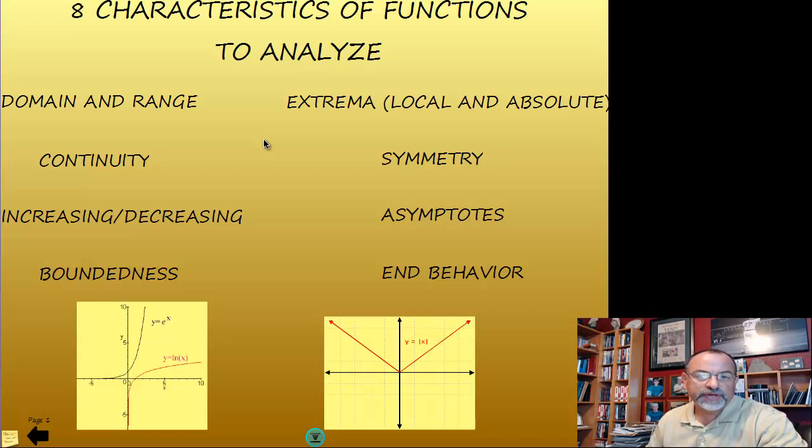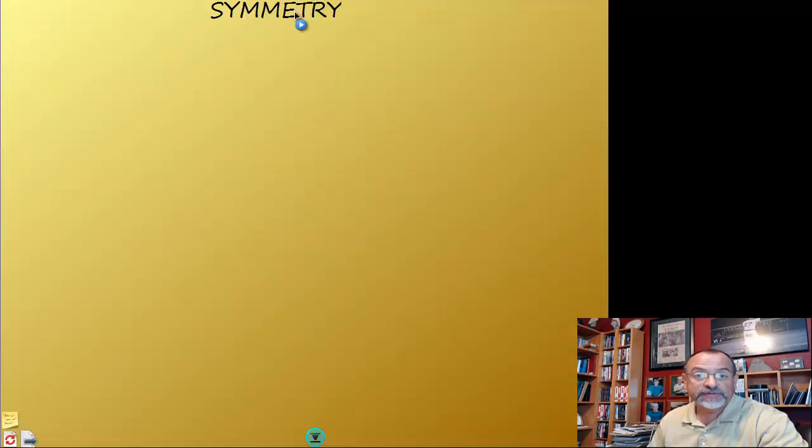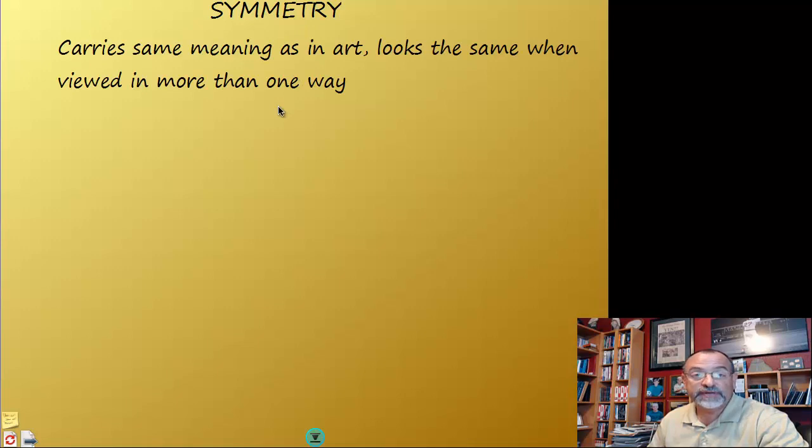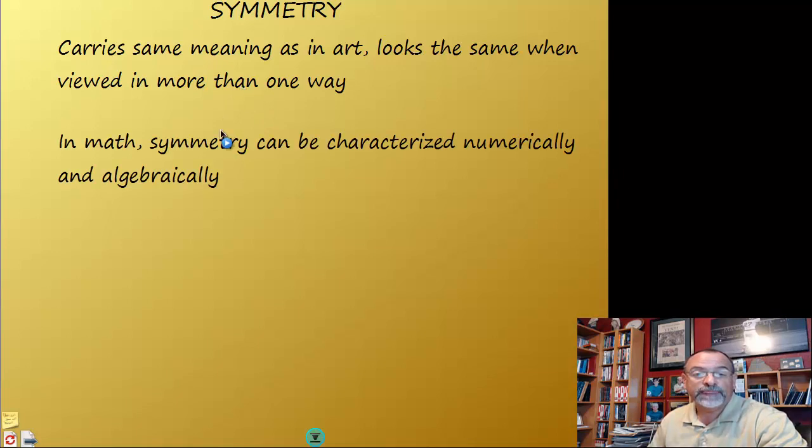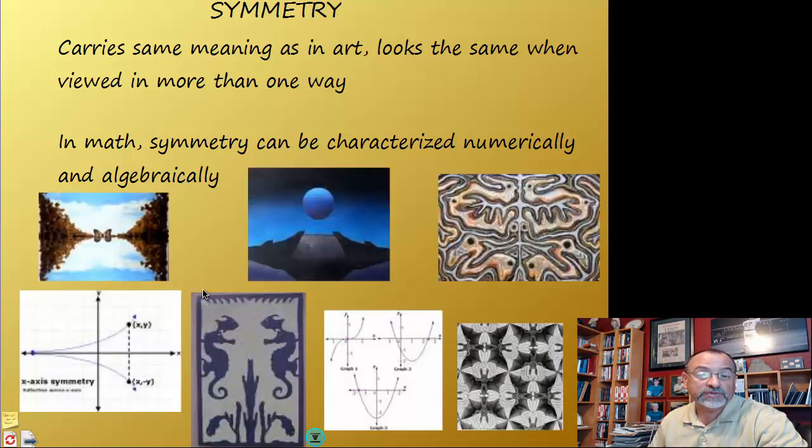Chapter 1, Lesson 2 of Precalculus, looking at the characteristics of a function when analyzing, and in this video we want to look at symmetry. Symmetry, as you would expect, carries the same meaning as it does in art, that it looks the same when viewed from a different perspective or in more than one way. And in math, we can see symmetry in all three models that we're looking at: graphically, numerically, and algebraically.